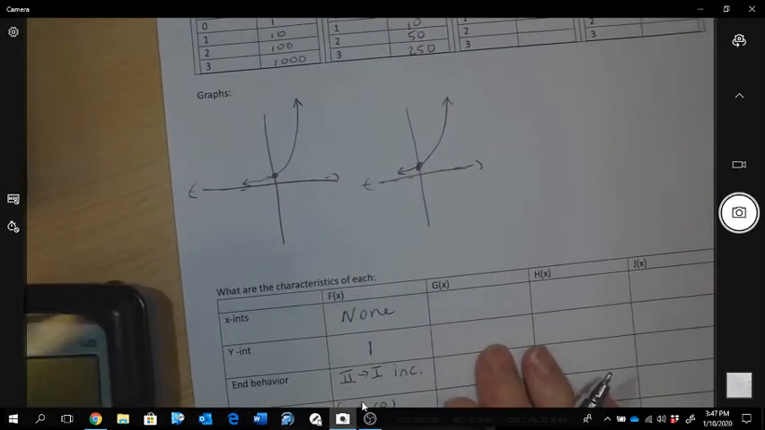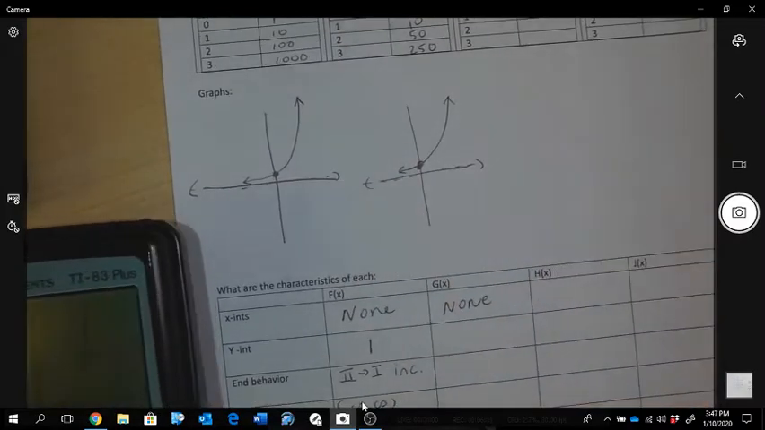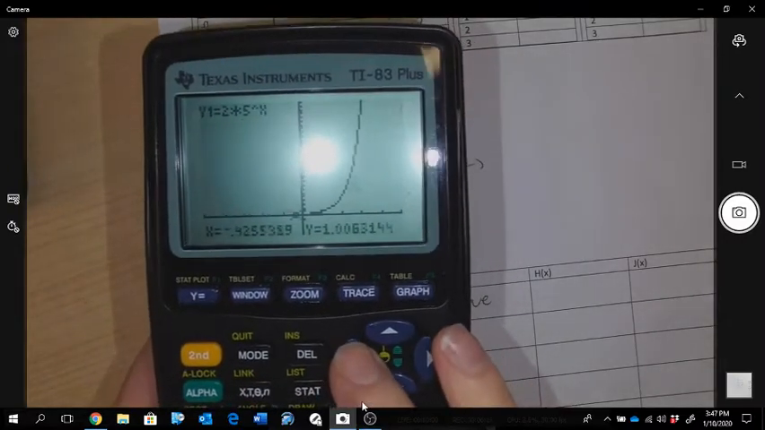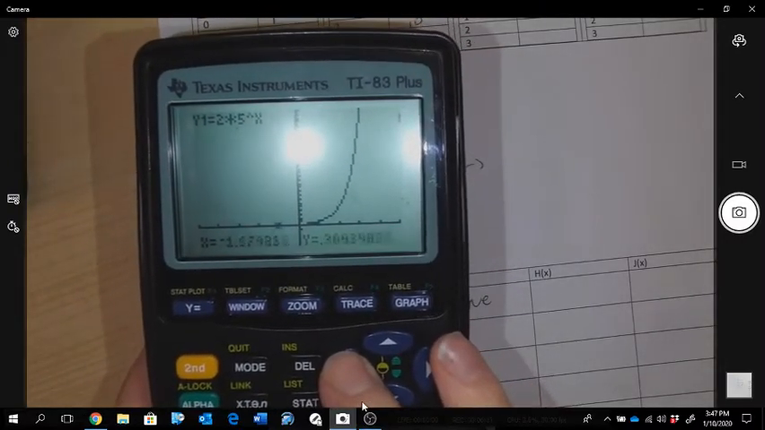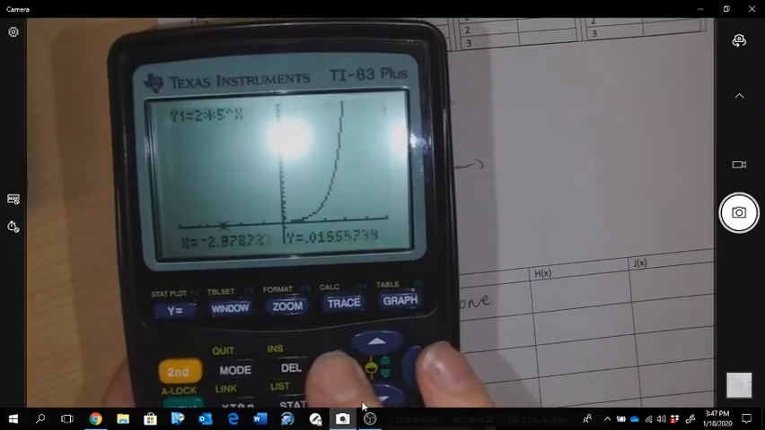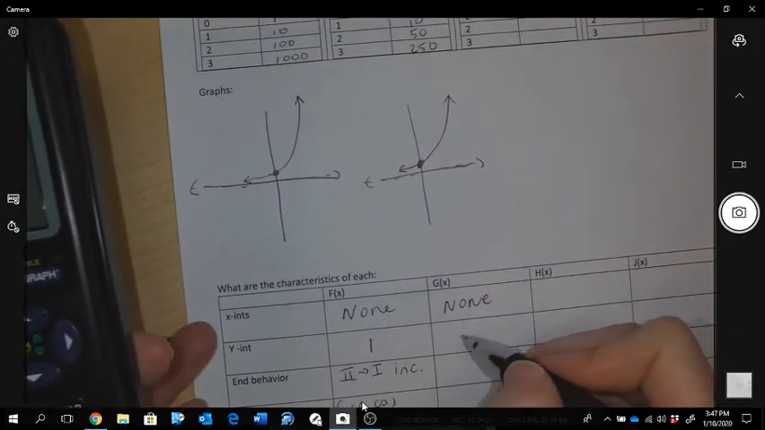Okay, x-intercepts, well guess what? There's not going to be any because we don't ever touch that line. We get closer and closer and closer to it. So as you can see, we're just going to get lower and lower. Our y is getting lower and lower, right? It's never going to touch 0. Okay, y-intercept.